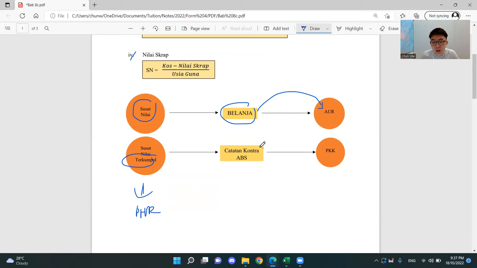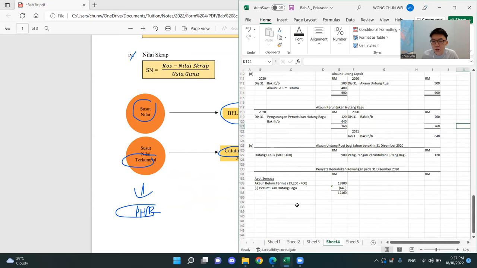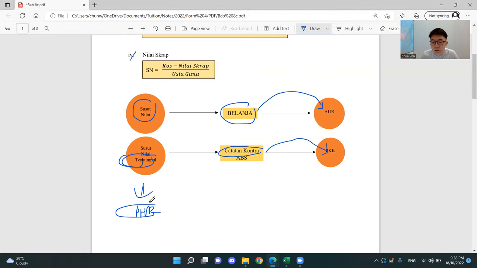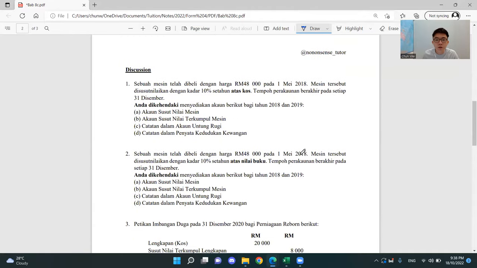It's the same thing. And then for your susut nilai terkumpul, it is something like your PHR. Why? Because it is a catatan kontra. So if it's a catatan kontra, where do we go to? We go to the PKK. Just like your PHR, tadi you saw it, right? The PHR at the end, where do you go to? The PHR is actually going to the PKK. So same thing for your S&T. Your S&T is something like a PHR, a contra. Therefore, it will go into the PKK also. All right? Then the susut nilai is a belanja. So into your account rugi lah.